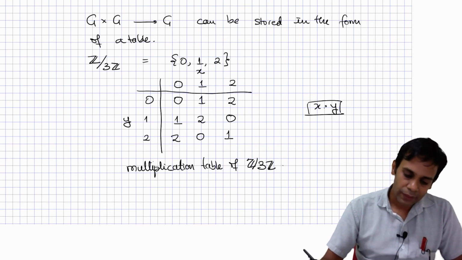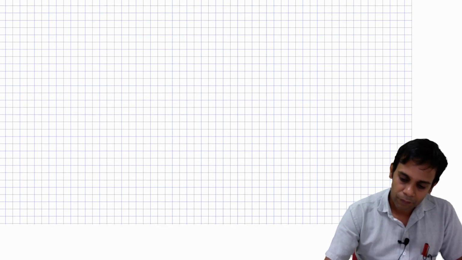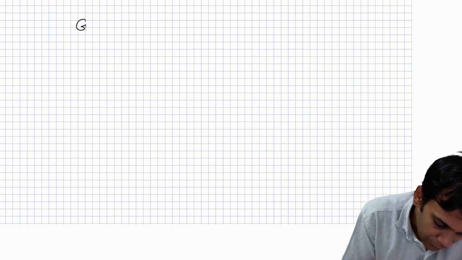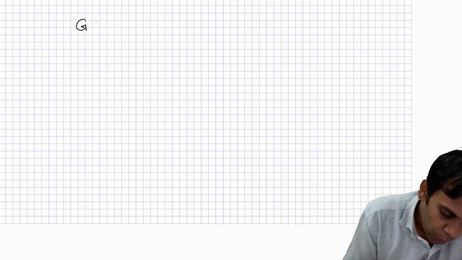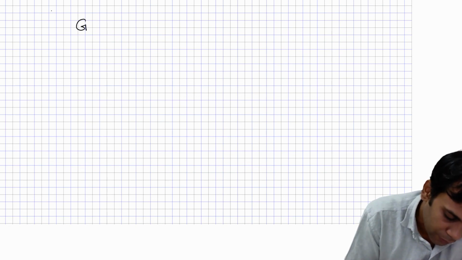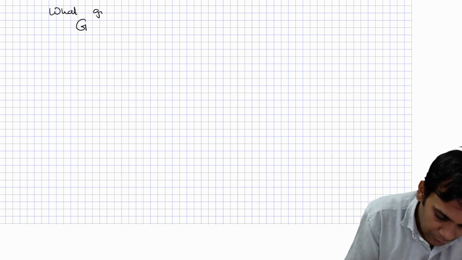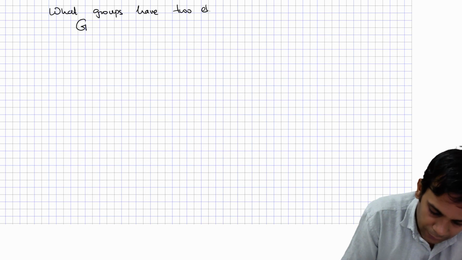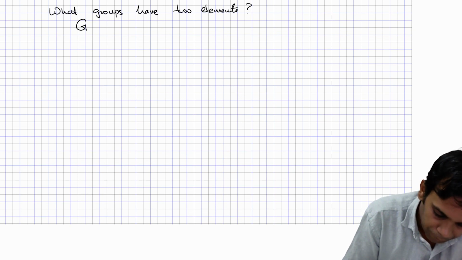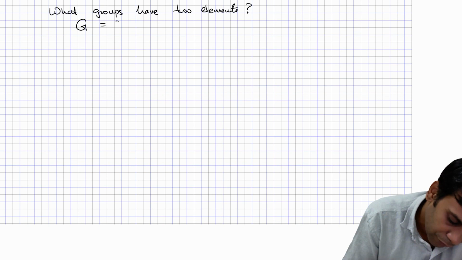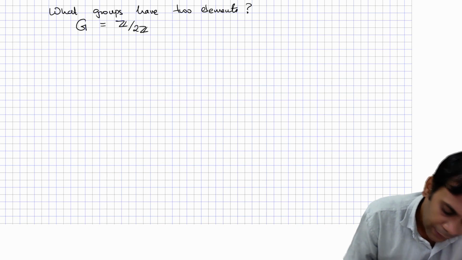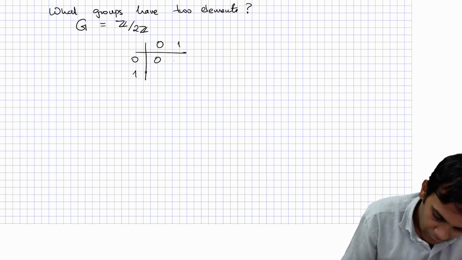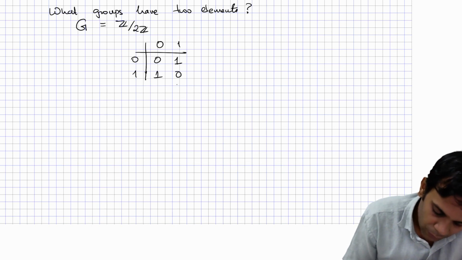Okay, so let's now try to see, suppose we have a group G with two elements. So here's the question: what groups have two elements? So one example you can think of readily is Z mod 2Z, right? So what is its multiplication table? 1 plus 1 is 0.